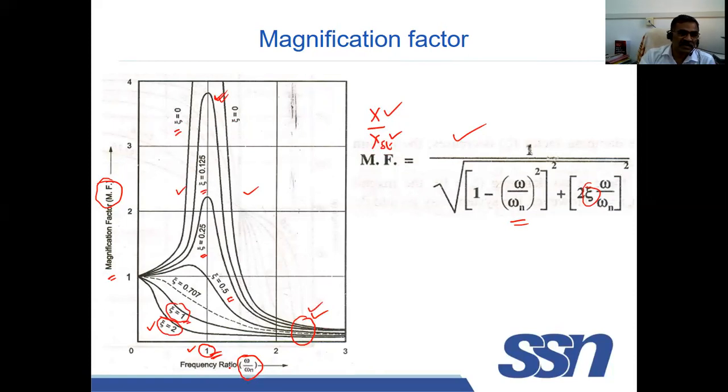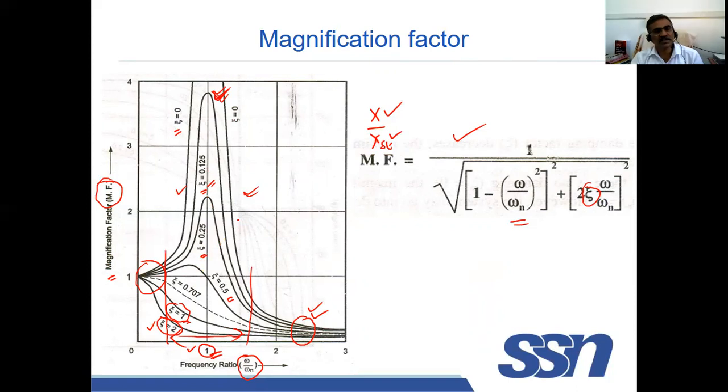When frequency ratio is less than 1 also, it is less. So in this particular region, the amplitude of vibration, that is the magnification factor, is very high. Another point is, at low psi value, the amplitude of vibration is more and the magnification factor is more. But as psi value increases, the magnification factor is decreasing.